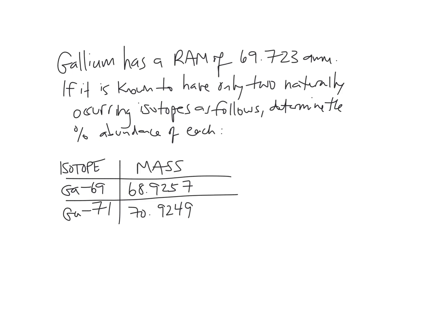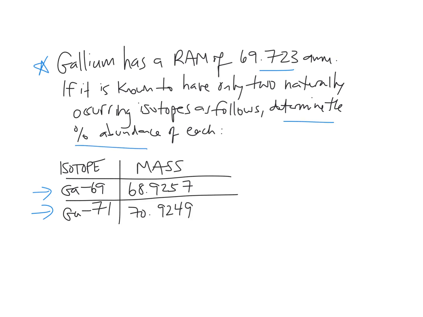Okay, let's look at another example where we have to use a different method and look for something else. If we're given that an element like gallium has a relative atomic mass of 69.723 AMU, atomic mass units, and it's known to have only 2 naturally occurring isotopes, gallium-69 and gallium-71, determine the percent abundance of each isotope.